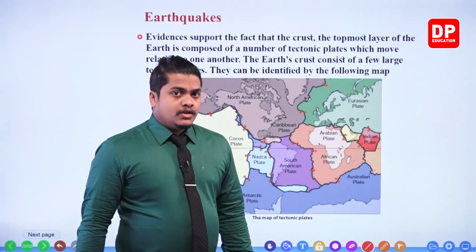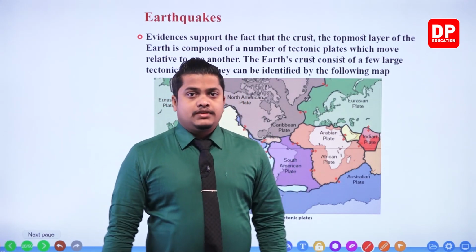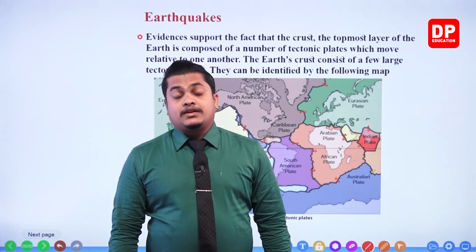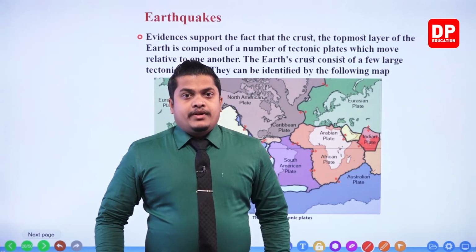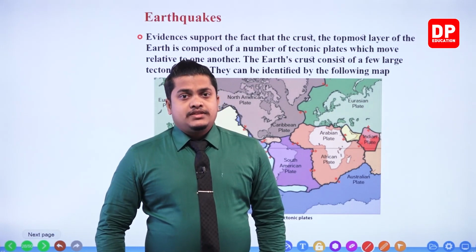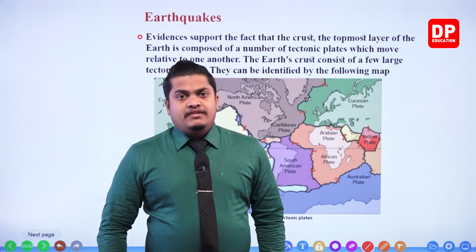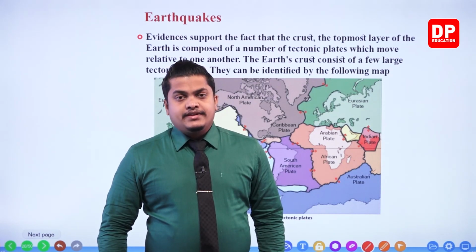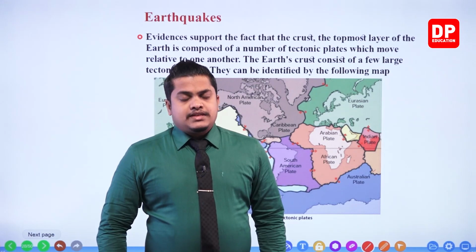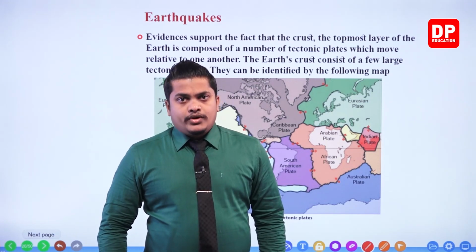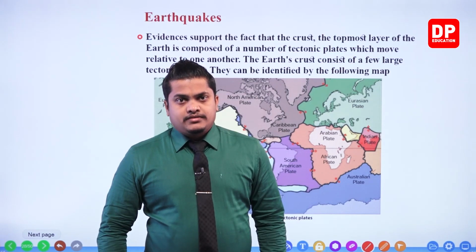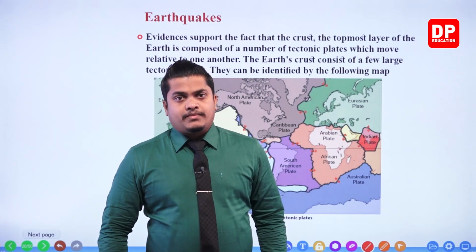Now, you might think that our earth crust is continuous. But however, our earth crust is not continuous, my dear children. Our earth crust has been divided into different layers, segments. These layers or segments are referred to as tectonic plates. Tectonic plates, right? These things are called tectonic plates.